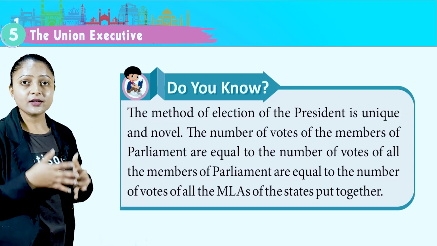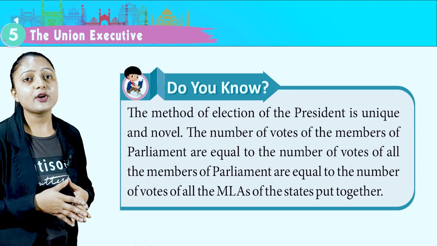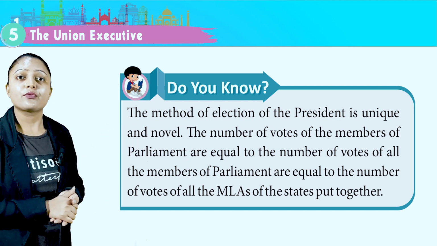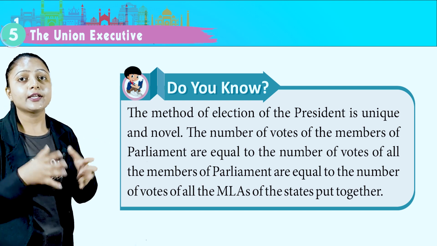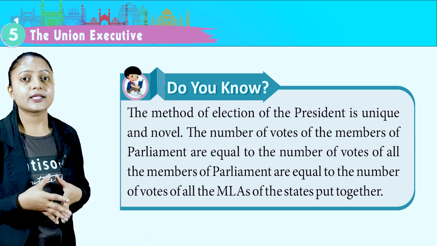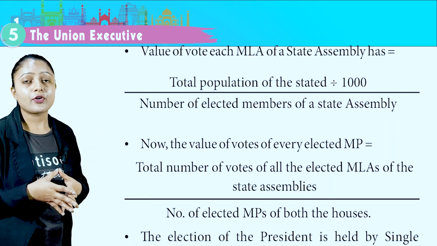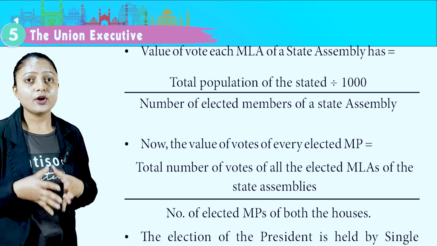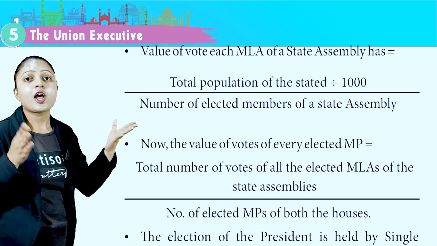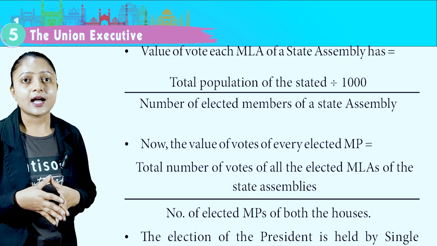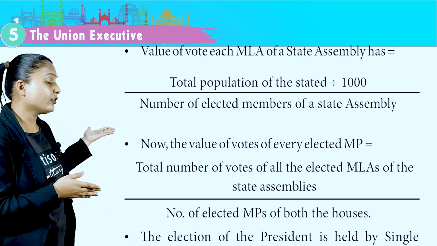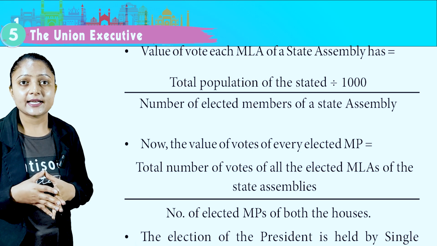Do you know? The method of election of the President is unique and novel. The number of votes of all the members of Parliament are equal to the number of votes of all the MLAs of the states put together. This is the formula which is used for the election of the President. Value of vote each MLA of a state assembly has: total population of the state divided by 1000 divided by number of elected members of a state assembly. Now the value of vote of every elected MP.